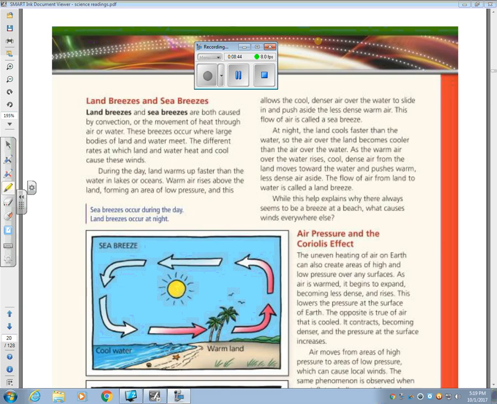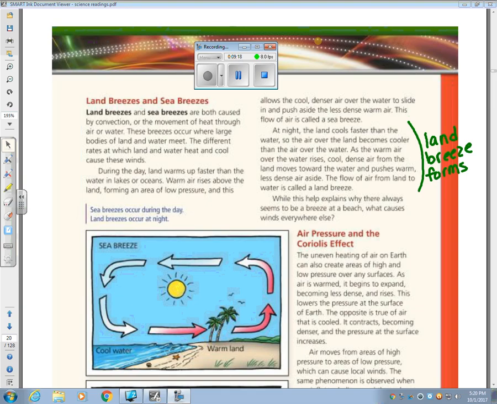At night, the land cools faster than the water, so the air over the land becomes cooler than the air over the water. As the warm air over the water rises, cool, dense air from the land moves towards the water and pushes warm, less dense air aside. The flow of air from land to water is called a land breeze. So basically, this is how a land breeze is formed.